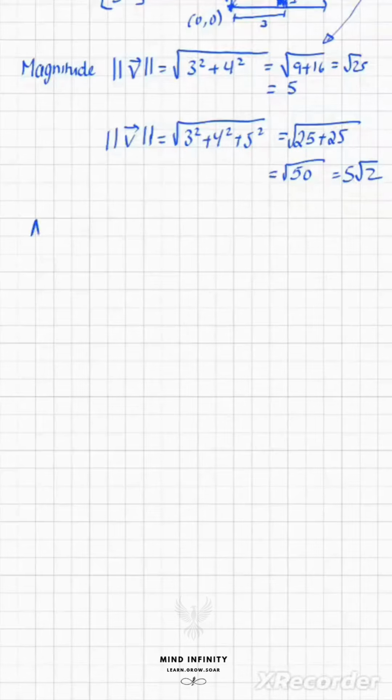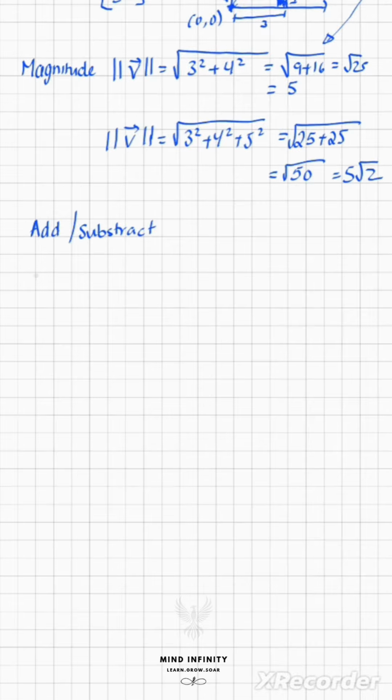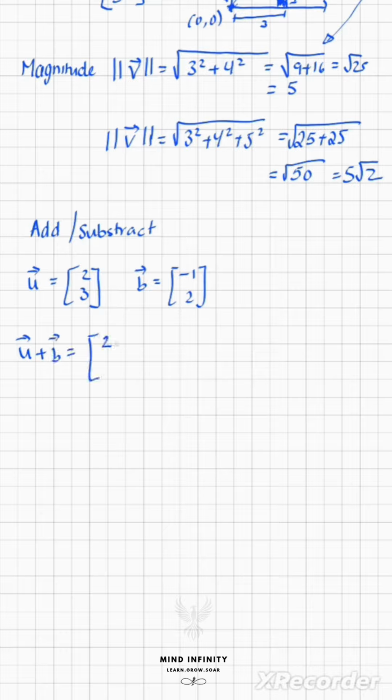Now if you were to add or subtract vectors, then it's like normal addition. So let's say you have vector u as 2, 3, and you have vector b as negative 1, 2. So the addition of vector u plus vector b is equal to 2 minus 1, 3 plus 2, which is equal to 1 and 5. That's it. So you just have to add the rows.